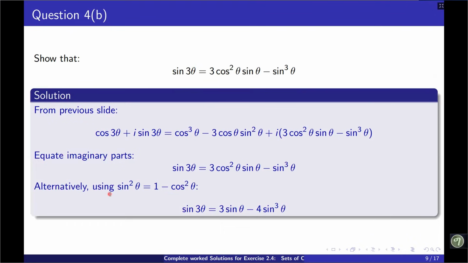Therefore, alternatively, using sin²θ equal to 1 minus cos²θ, we are able to show that sin 3θ is equal to 3 sinθ minus 4 sin³θ, which is equivalent to this one. You can check by yourself.